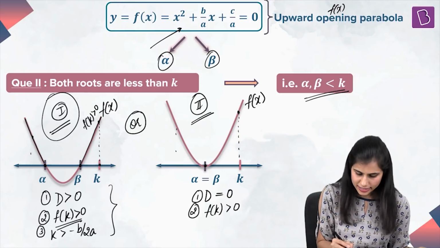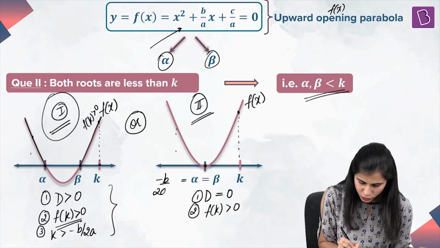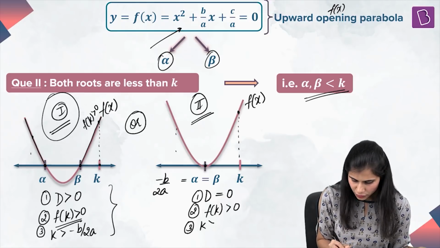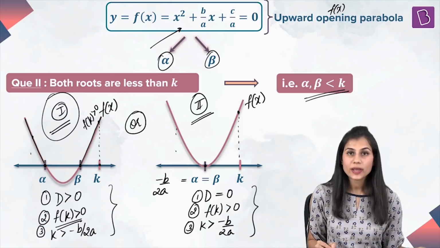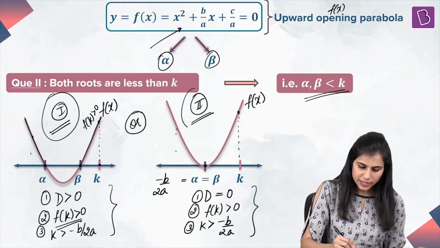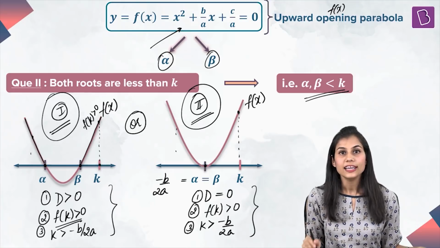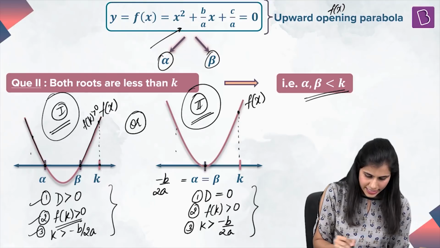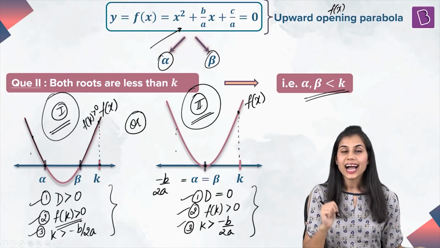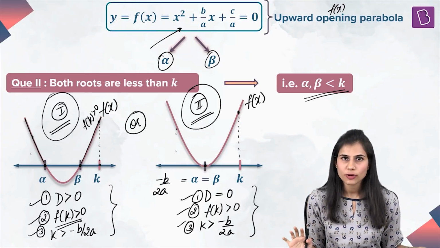And you know what that is. You know this is nothing but minus b by 2a. So I'm going to say k should be greater than minus b by 2a. These three conditions, when considered simultaneously, will give me the second diagram. That means mathematically, when I club all these conditions together, I get the answer of my second question.